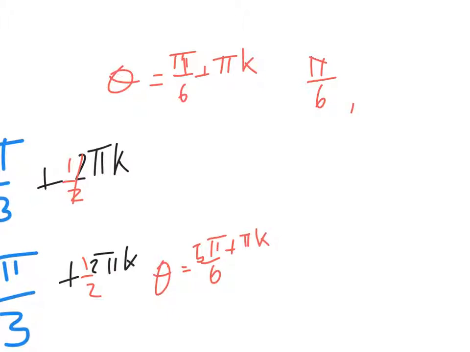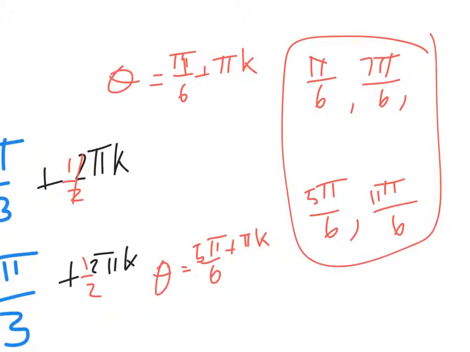If I put in 1, I get 7 pi over 6. If I put in 2, it'd be 13 pi over 6, which is too big. It's beyond 2 pi, so I stop there. And this one's 5 pi over 6, and put in 1 for k, it'd be 11 pi over 6. There's your 4 answers. Raise your hand if you were able to complete that. Sweet. Now that is a serious trig problem. That is solving trig equations.